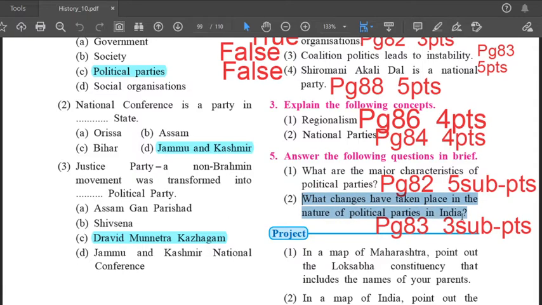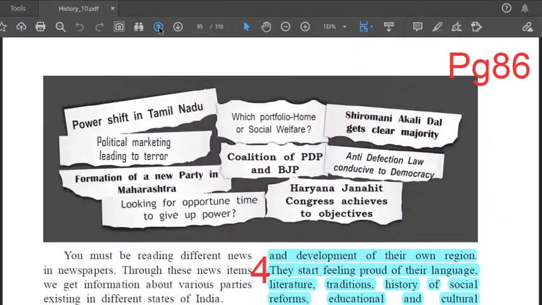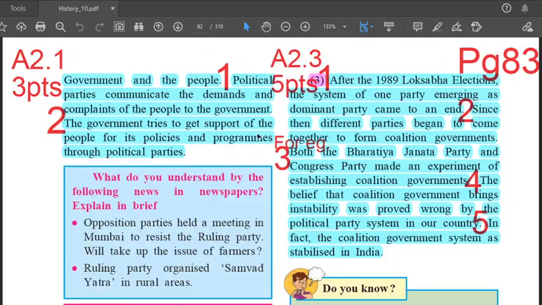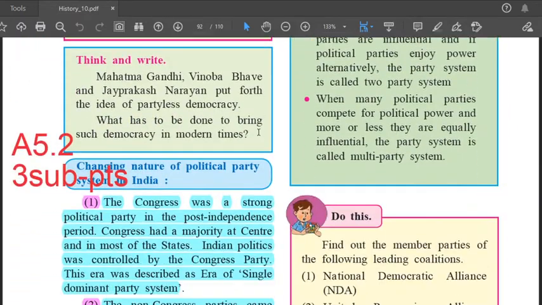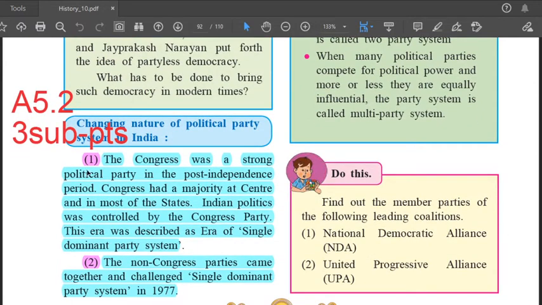Okay. Question number 5.2. What changes have taken place in the nature of political parties in India? The answer to this is on page number 83. Here again, it's a big answer, 3 main sub-points. Children, I have highlighted the points in pink. Okay, see here, this is your first point, entire thing. Okay, so I'll read your first one.